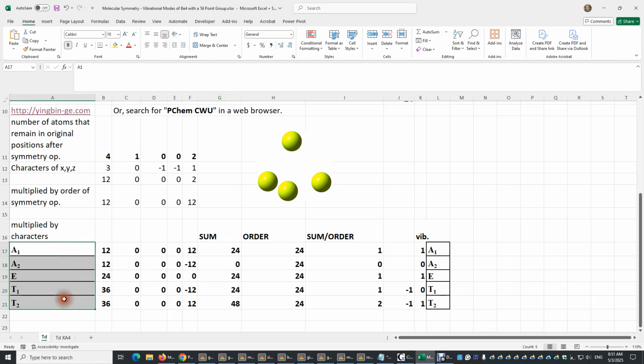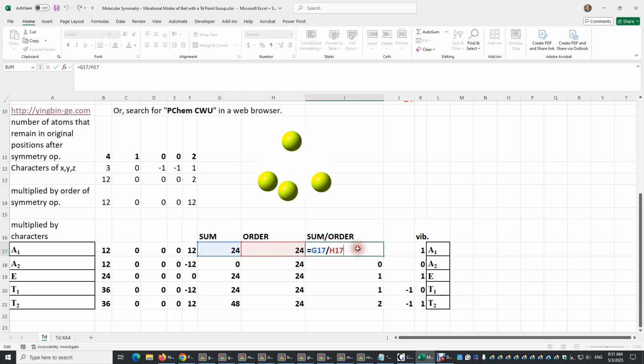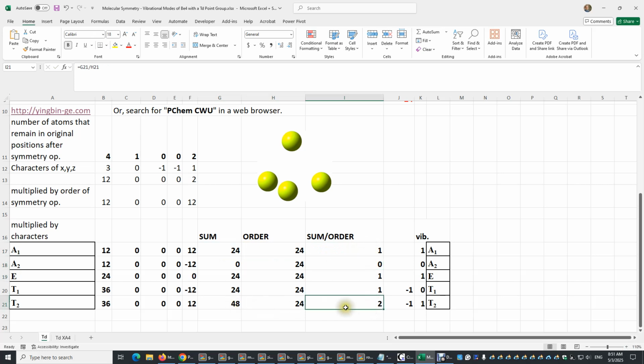correspond to these 5 irreducible representations, or 5 different symmetries for the motions of those atoms, and then divided by the order of the point group, which is 24. This is also the number of different symmetry operations. So this divided by this, and then we get 1 and 1, 0, 1, 1, 2 over here. This is 48 minus 24. So we got these 5 numbers.